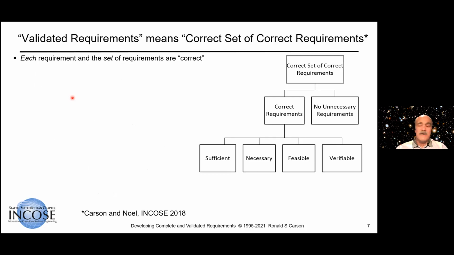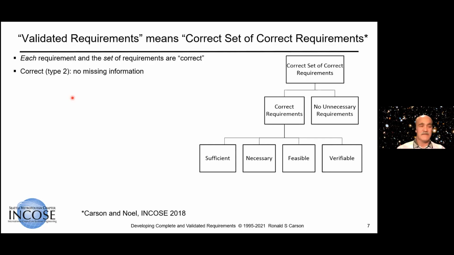So what do we mean by validated? Well, what we tumbled to is that we mean a correct set of correct requirements. The aviation industry uses correct and complete. We've seen correct, complete, validated, but an operational definition is a correct set of correct requirements. That is, each requirement is correct and the set of requirements is correct. And the set of requirements can be correct if and only if it includes only correct requirements and no unnecessary requirements, whether correct or not.